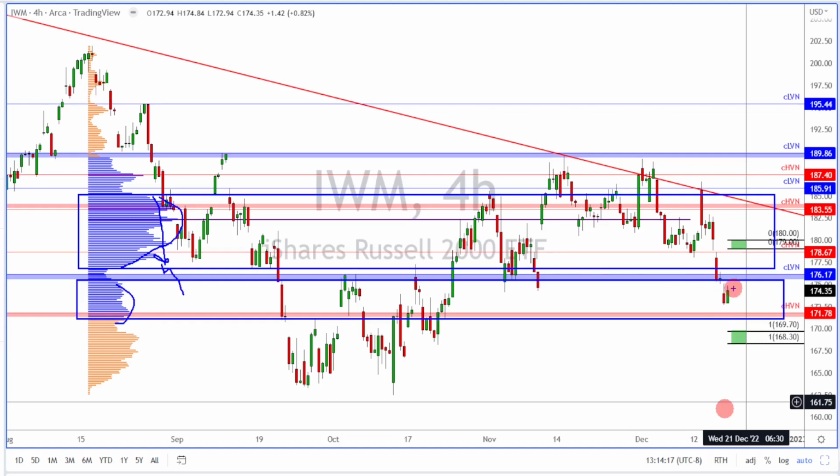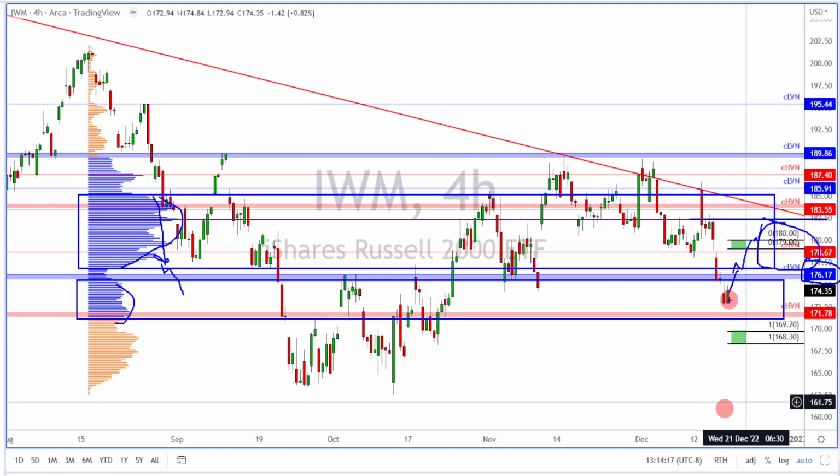So for the upside, I'll be watching to see whether it would be able to get back above this 176.17 level and back into this balance area, and try to work itself up to this upper range of the expected move between 180 and 179. Then see whether it would be able to get above that and work toward this 182.40 area. So that would be the upside scenario.